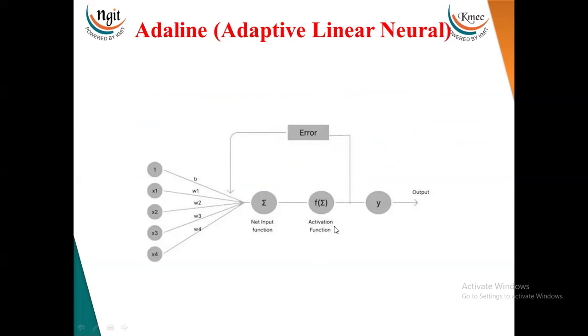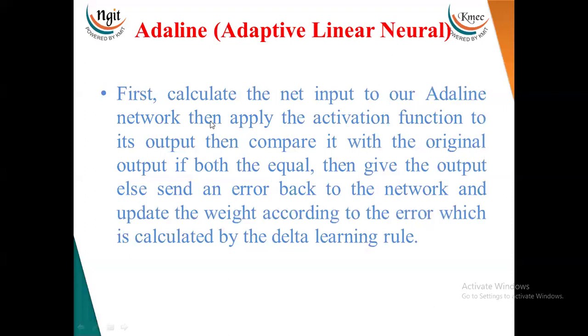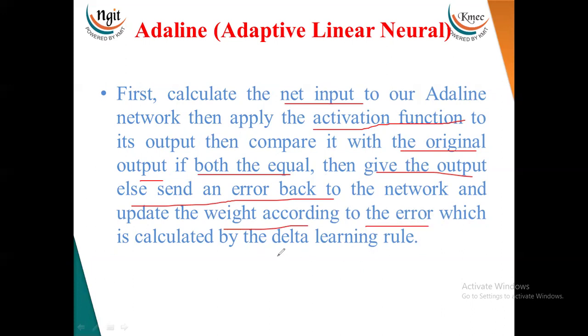So remember these points. What exactly are we going to do here? First we calculate the net input and apply the activation function as usual. Then compare with the original output. If both are equal, no issue, give the output. Else send the error back to the network, which will update the weights according to the error, where the error is calculated by the delta learning rule.